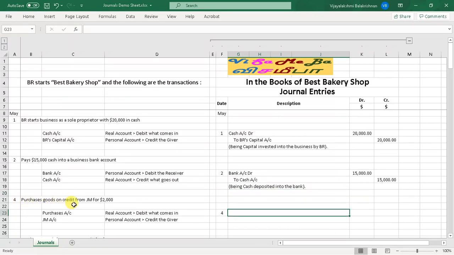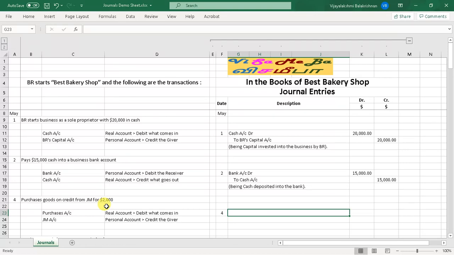Purchases goods on credit from JM for 2000. Now, when you purchase goods on credit, it means you get the goods on one hand, but you don't pay the cash on the other hand. You ask for some time. So till you make the payment to the respective person, their name has to come in our books so that we get reminded that we have to pay them, and we have not done it yet, and they are known as creditors.